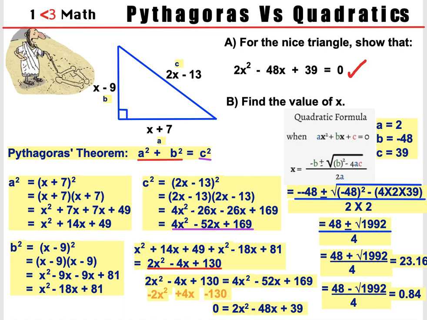Now, when we have a situation like this, when it's regarding measurements, there's only going to be one right answer. Now, I'm going to look specifically at the side that is x minus 9. Now, 0.84 minus 9 would give us minus 8.16. Now, we can't have a negative measurement, so therefore the 0.84 answer is not correct. So the answer that we're going to take as our solution is 23.16. So that would be the value of x that we would take, and that is the end of this tutorial.